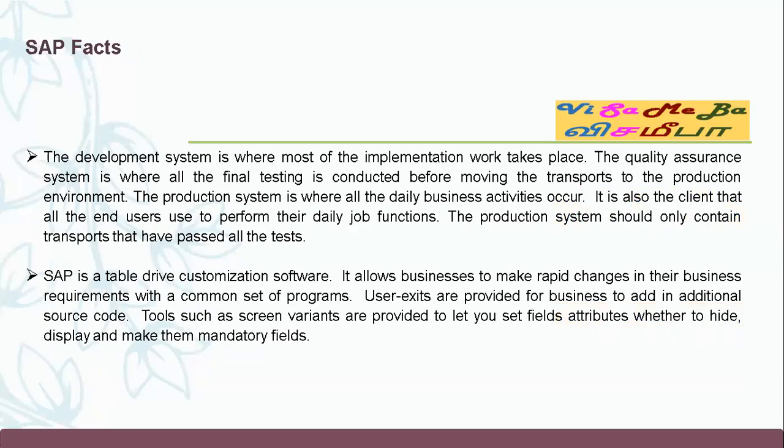The development system is where the actual development takes place. The configuration of settings and the customization based on the business requirements is done in the development system. Whereas the quality assurance system is where the full testing happens, and if the test results meet the required needs of the business, then it is signed off and moved into the production system.